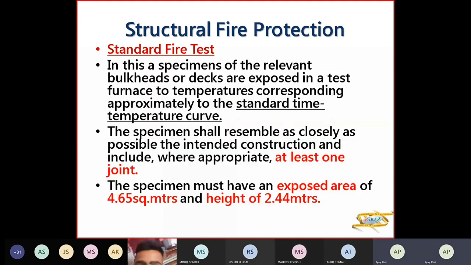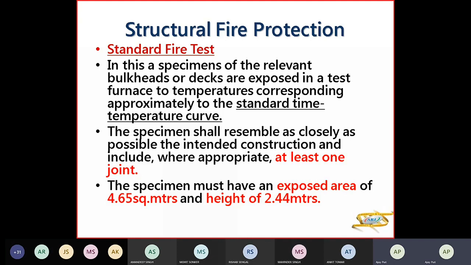Now we come to the standard fire test. Basically in this your specimen, a prototype, you're not cutting your deck or bulkhead, but a similar characteristic thickness of steel. Part of bulkhead, part of deck, is exposed in a test furnace to a temperature corresponding approximately to your standard time temperature curve.